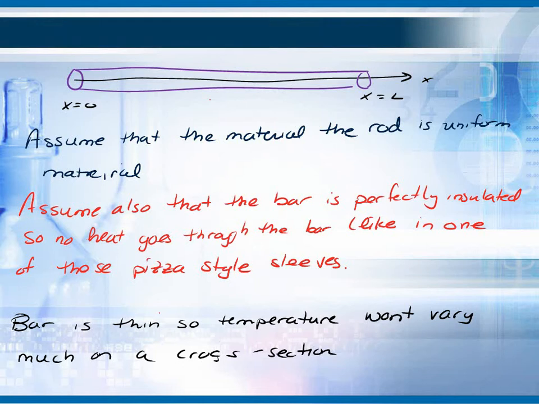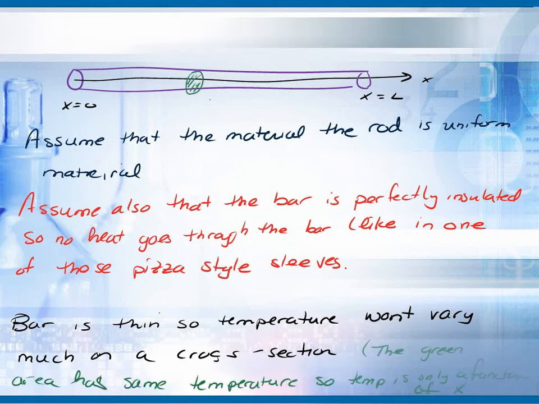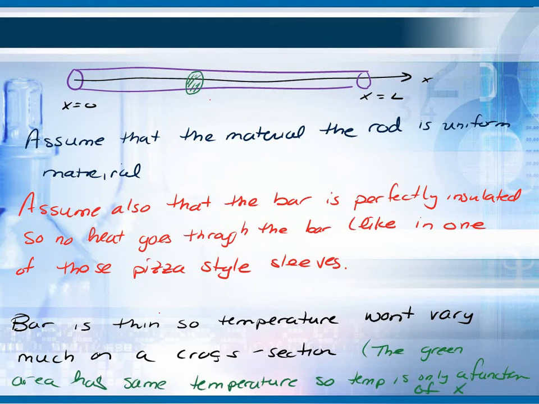And you also want to assume that the bar is really thin, so the temperature might not vary much on a cross section. So if you take a little slice of it out, the temperature is uniform on that little slice. So there's a little slice up there.